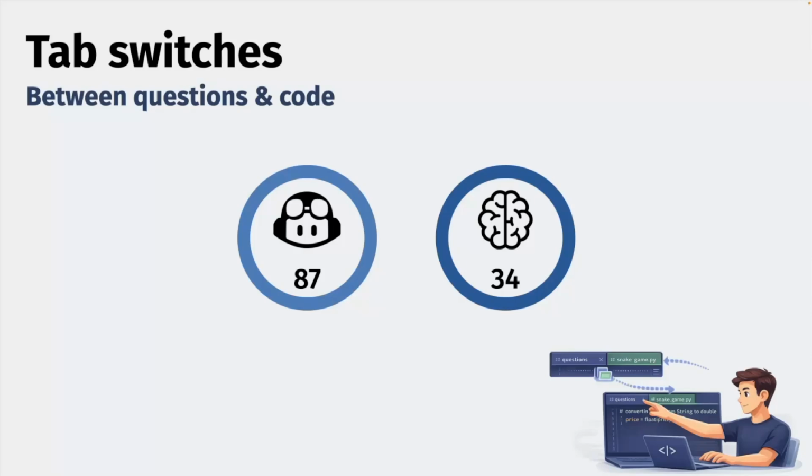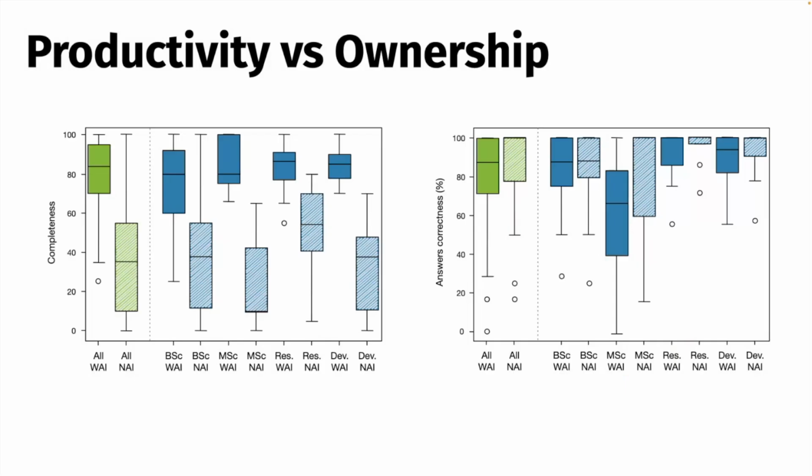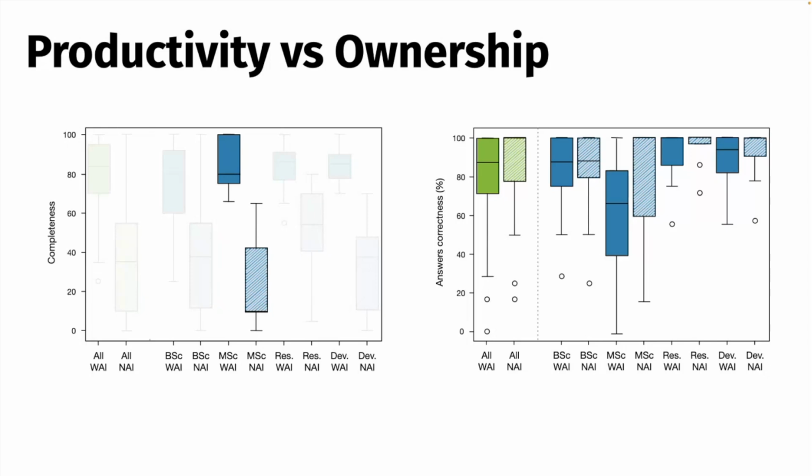And the last thing I want to show you is this. Now I put close to each other the two main variables that we measured: the completeness score, so there is no time now, and the percentage of correct answers. So again, it's productivity and code ownership, our process. And what I want you to see is this result for the master students, where in terms of productivity, they are the ones having the largest boost by far.